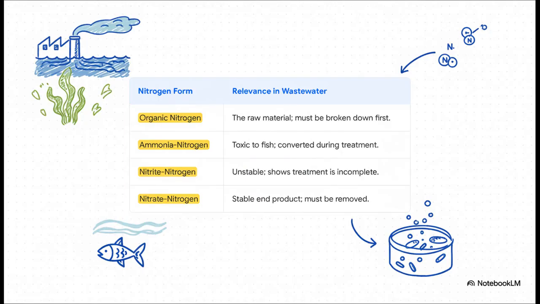Now, to really get total nitrogen, you have to know it's not just one thing. It's actually more like a family of compounds. In wastewater, it starts out as organic nitrogen, then bacteria get to work and break that down into ammonia, which is really toxic to fish. From there, it has this brief, unstable phase as nitrite, before it finally turns into its stable form, nitrate. And it's this nitrate that's the final boss that treatment plants have to defeat.